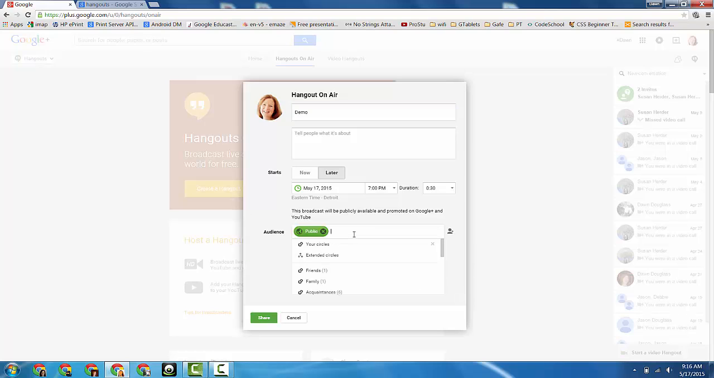Audience. So there are two types of people that you can invite to your Hangout. Your first is your audience. These are the people who can view your Hangout either on your Google Plus page or on your YouTube channel. The second type of attendee is a participant, and you actually invite them inside of the Hangout.